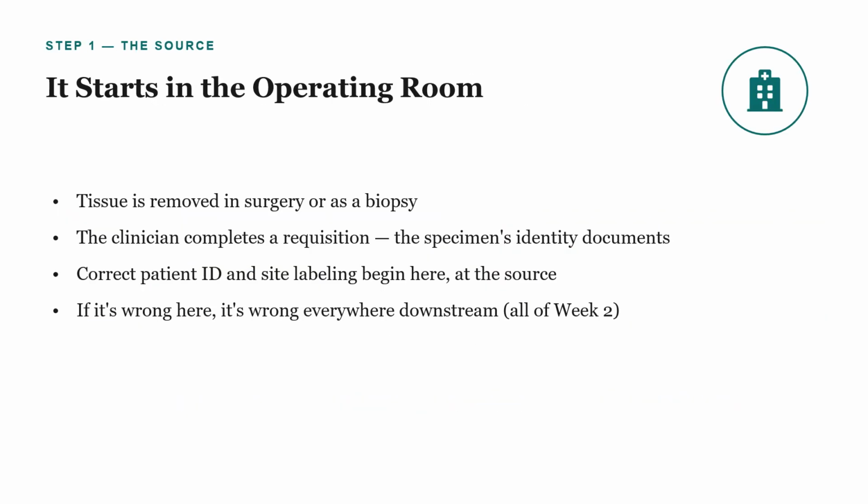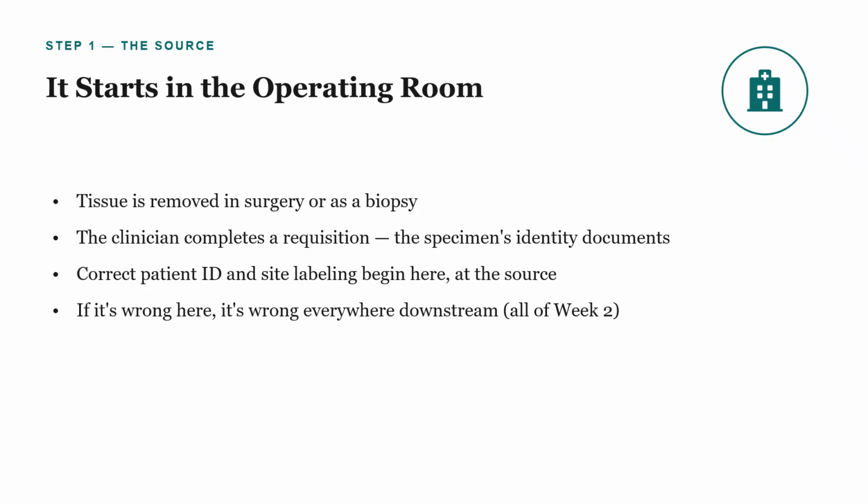The journey begins in the OR, or the procedure room, where tissue is removed from the patient. Along with the tissue, the clinician fills out a requisition form. Think of it as the specimen's identity documents and travel orders. It records who the patient is, what the specimen is, and where on the body it came from. This is also where correct labeling begins. The patient's identity and the anatomic site are captured right here at the source.